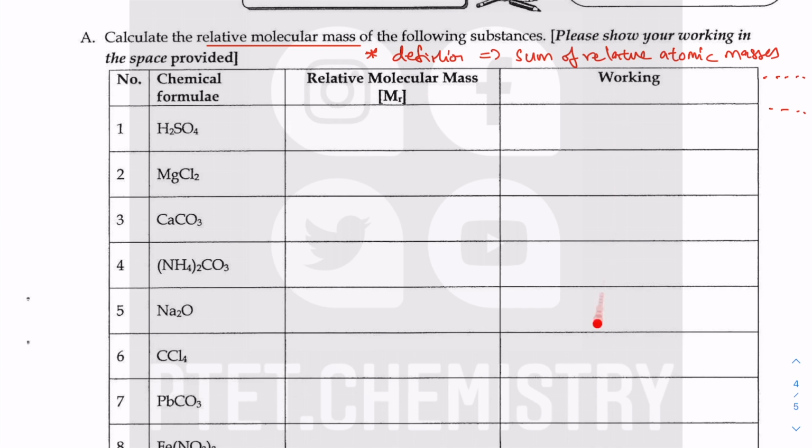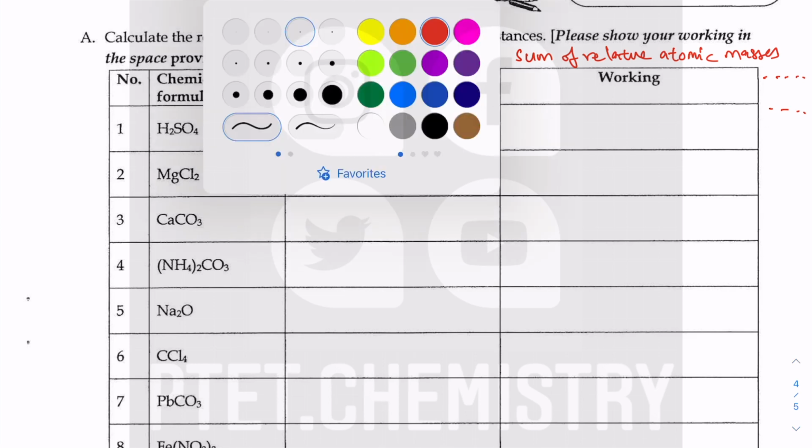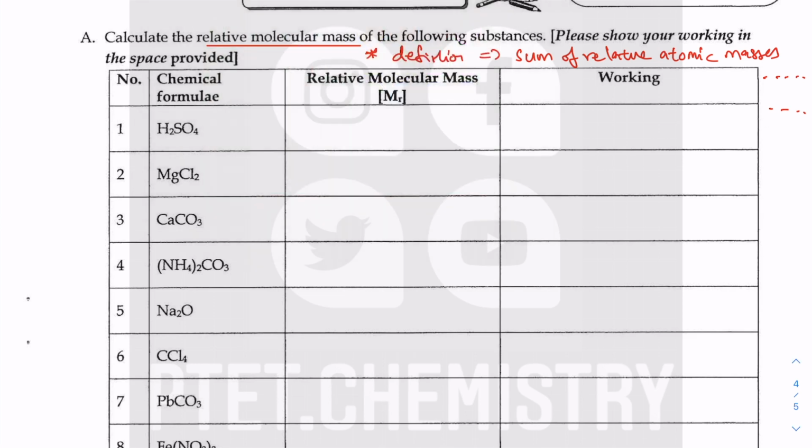There's a space for working here, but if you are a pure science student, most likely you just need to know how to do them initially, and then you should be very careful when you press the calculator, and you should be very fast when you press the calculator as well. You need to know the calculator, not the calculator know you.